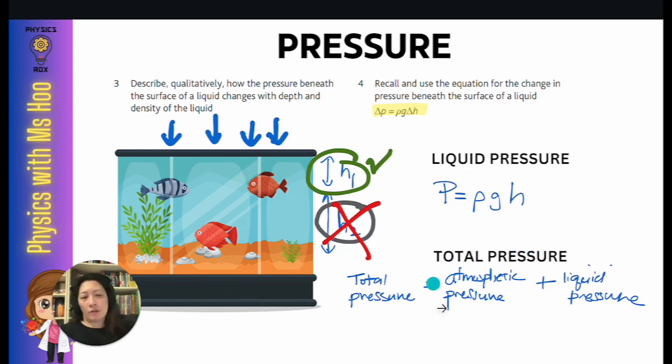In case you're wondering, oh, how do we calculate atmospheric pressure? The concept of atmospheric pressure has already been removed from this cohort's syllabus. So if you were required to calculate total pressure, you don't have to calculate it. The value of the atmospheric pressure would be provided to you in the question. So the kind of question that you could come across would be to calculate the total pressure. So what you do is you just add the atmospheric pressure with liquid pressure.